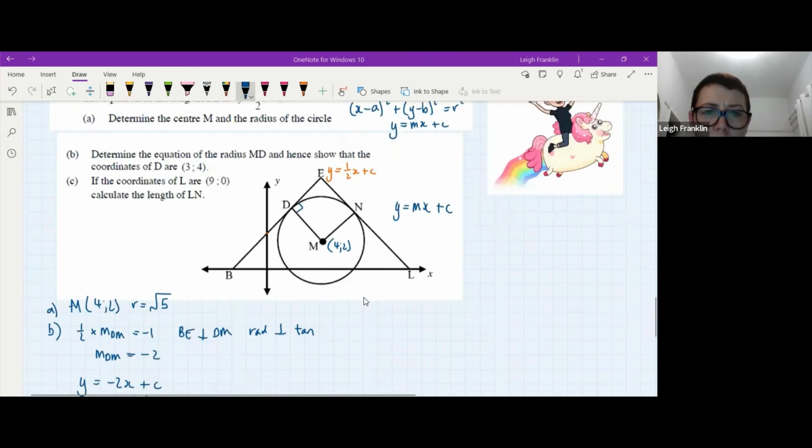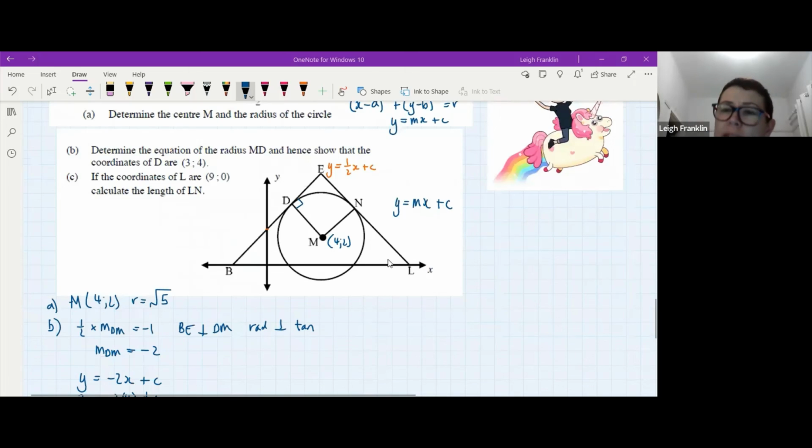Would that help us in any way? It would, can you see there? But the problem is that the tangent's y-intercept is unknown, and we can't calculate it unless we sub in the information that we're given, and we're not allowed to do that.